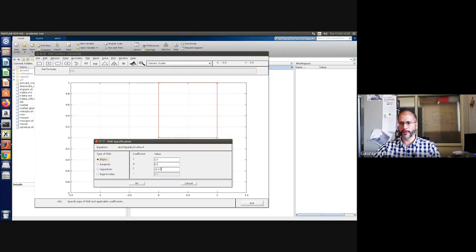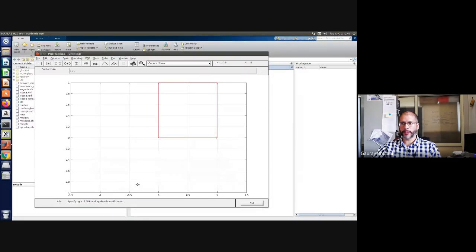So f is 0. Then this constant a is also 0. So this becomes minus divergence of c times grad u plus 0 equals 0. And c is 1. So for these values of c, f, and a, what I get is minus divergence of gradient of u is equal to 0. Then the minus is gone because you can cancel it. So we get divergence of gradient of u is equal to 0. That is the Laplacian of u equals 0.